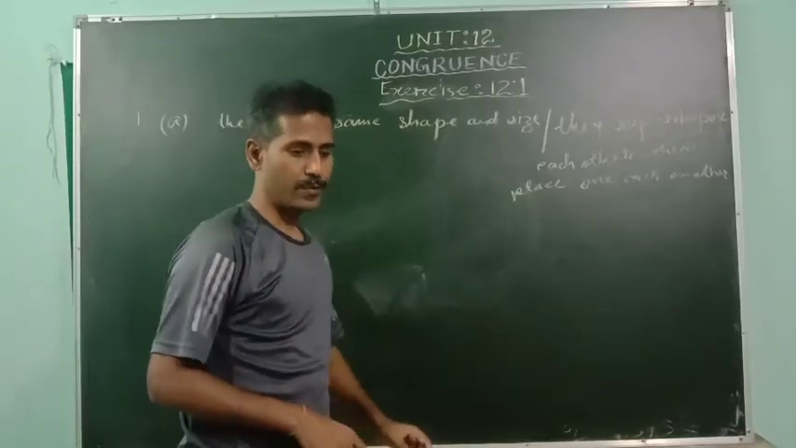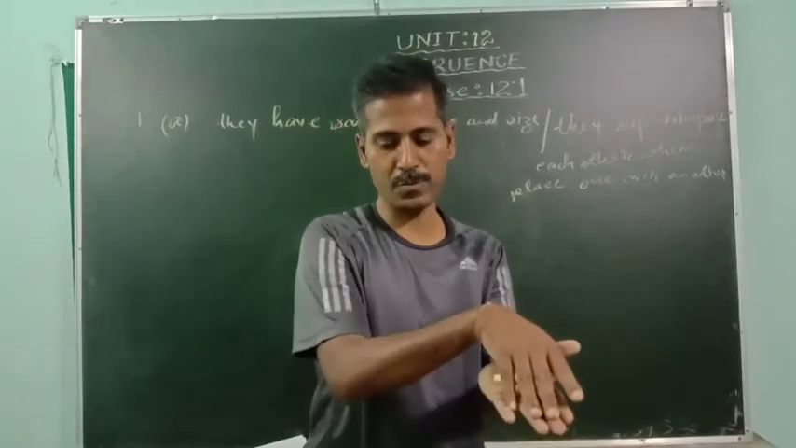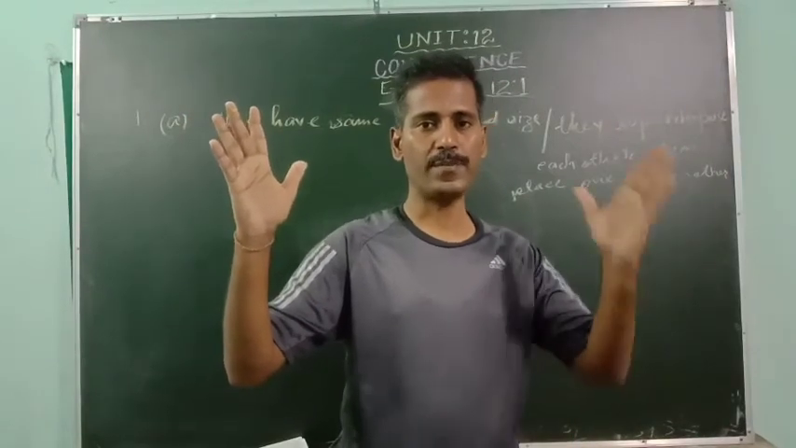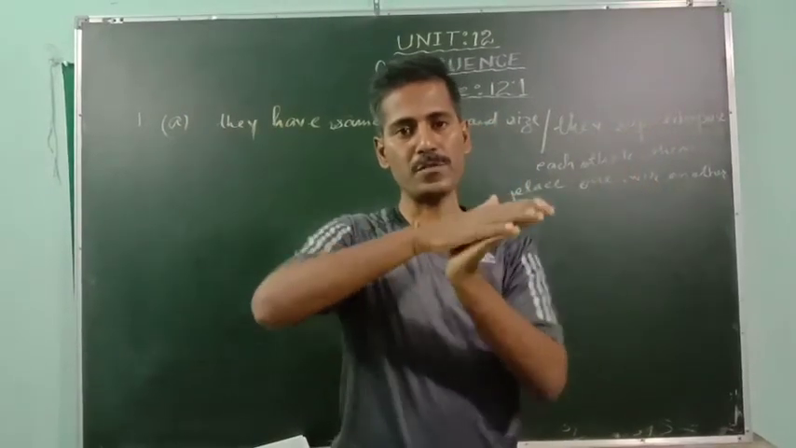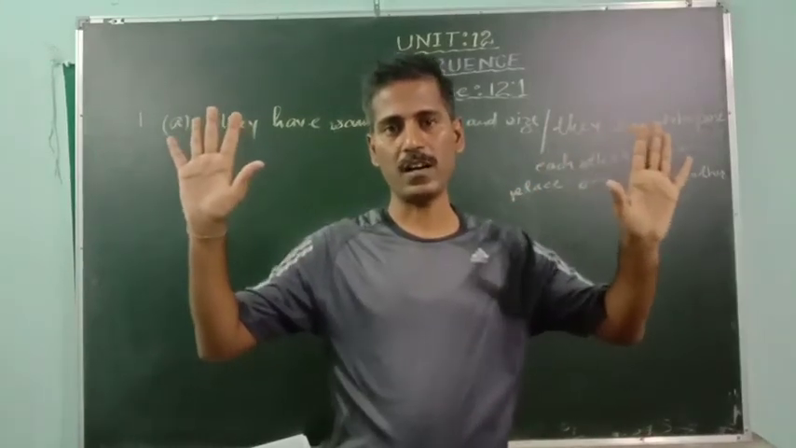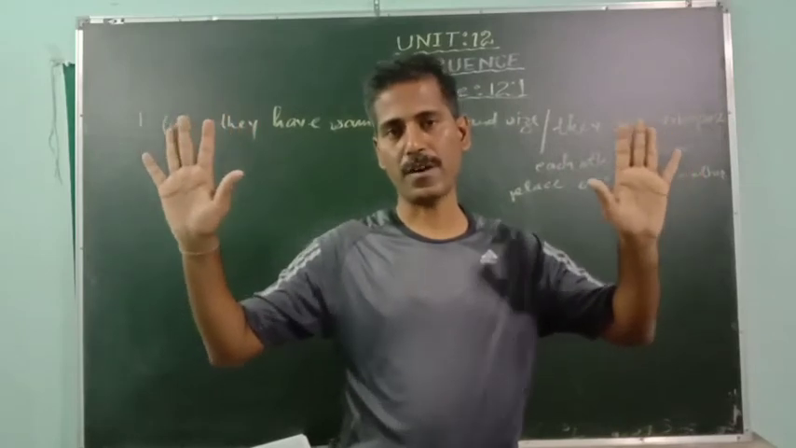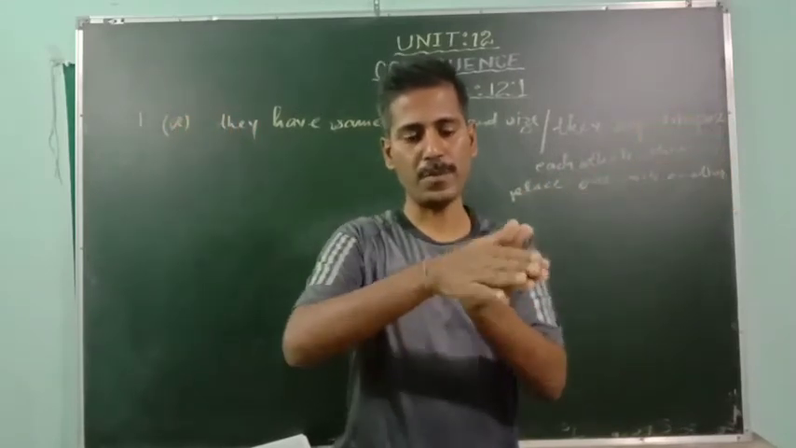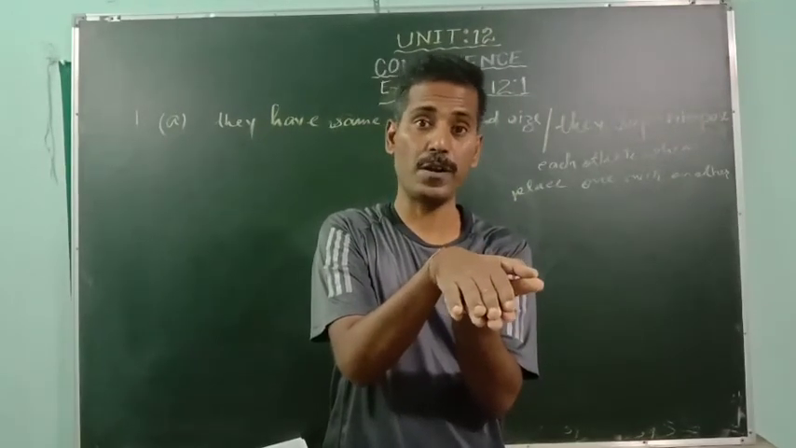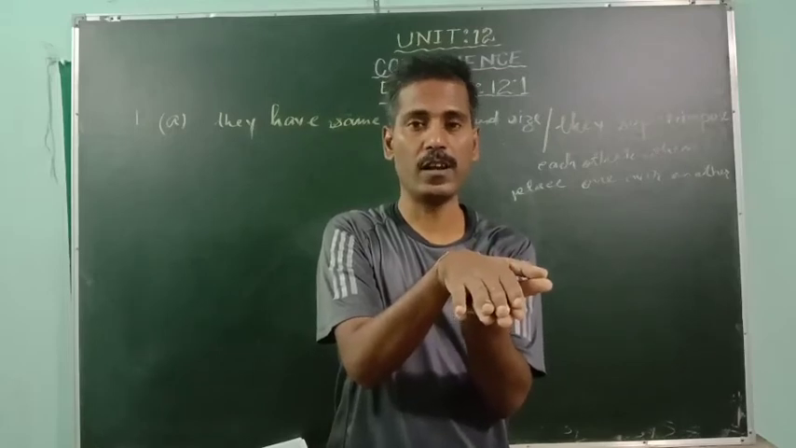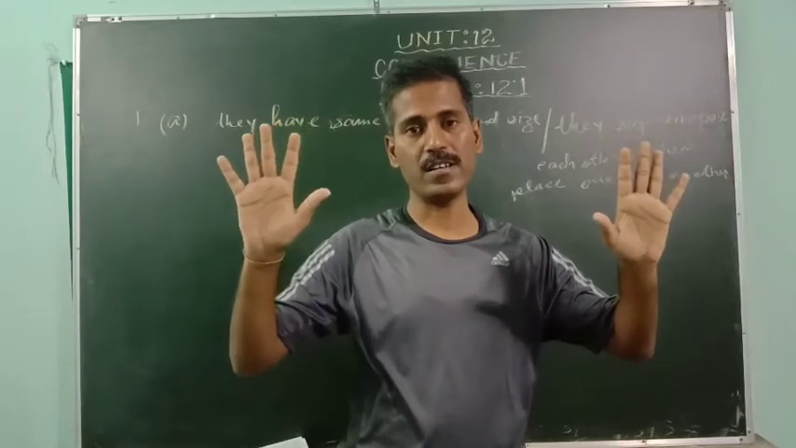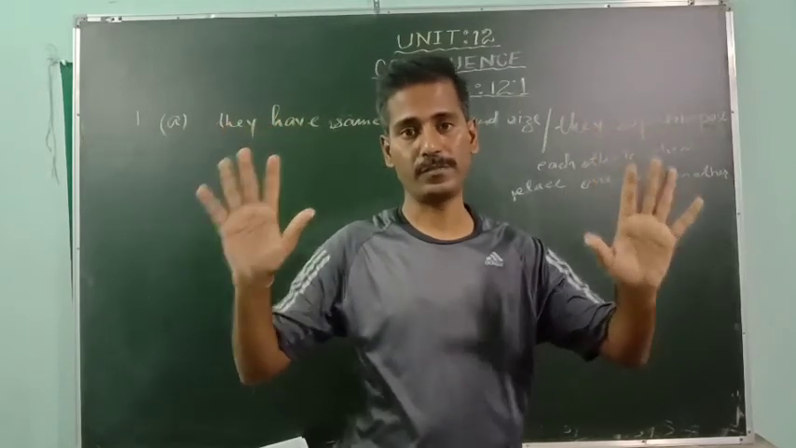Superimposing: if you keep one textbook above another textbook, or suppose our palms, the right palm and left palm, if you join them, they superimpose each other, they completely coincide each other, so our two palms are congruent. One palm is congruent to the other palm, because if you put one over another, they will coincide and superimpose each other.